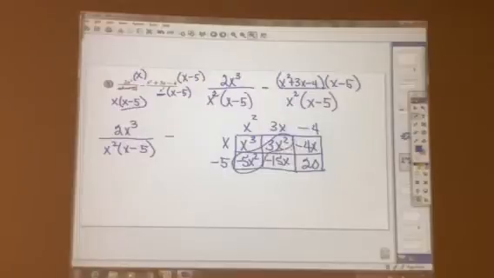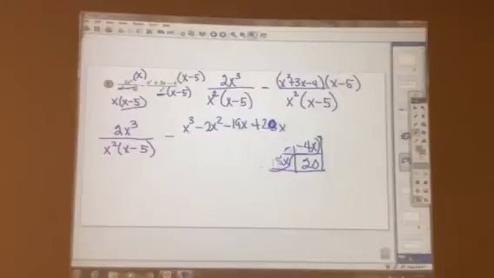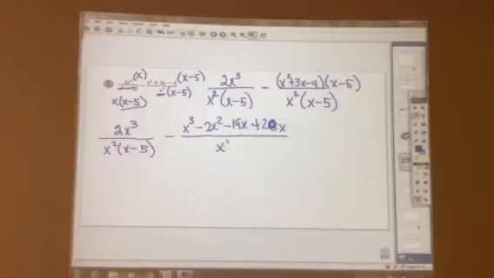Like terms, like terms. This will be x cubed. 3x squared minus 5x squared is negative 2x squared. Oops, I'm running out of room. Negative 4x and negative 15x is negative 19x plus 20. All of that over x squared x minus 5.